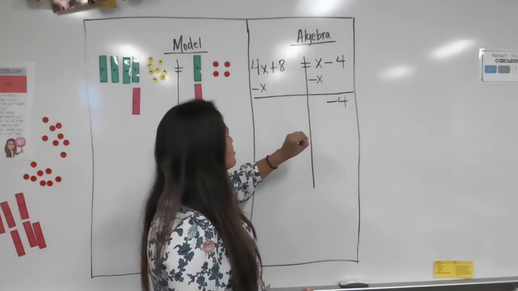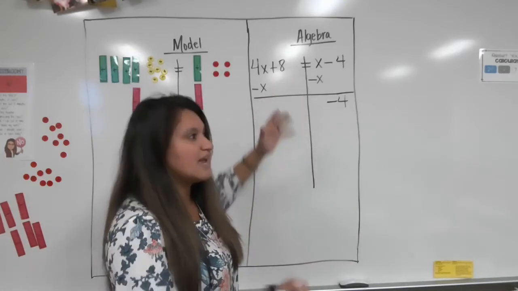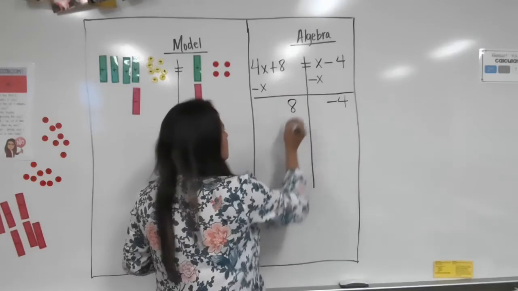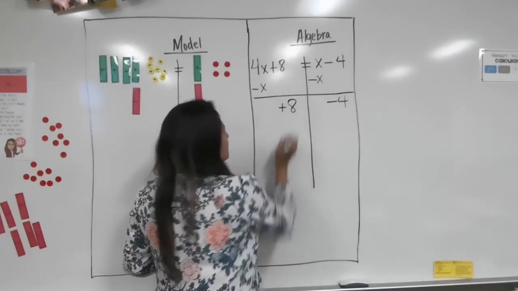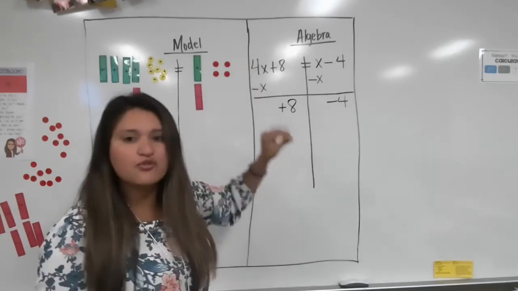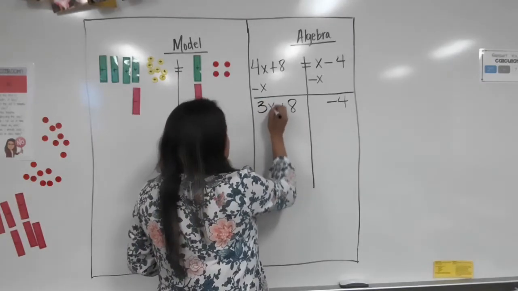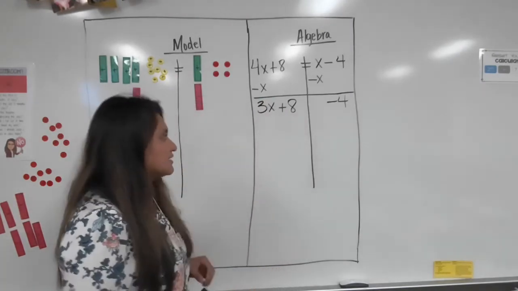So that part goes away. I have 8 plus 0. What is 8 plus 0? 8 plus 0 is 8, and it's a positive. 4 minus 1x. What is 4 minus 1? 3. It's just that we're counting x's, so I'm going to write an x next to it.